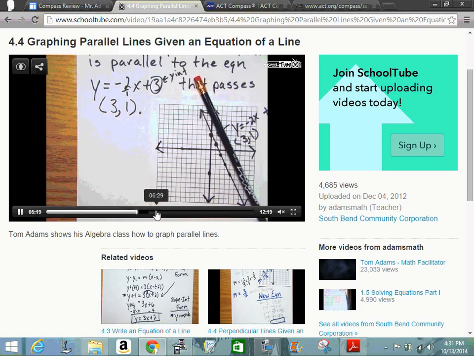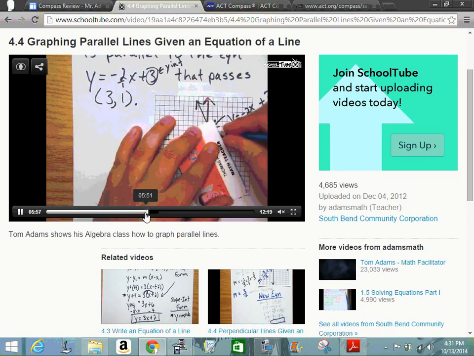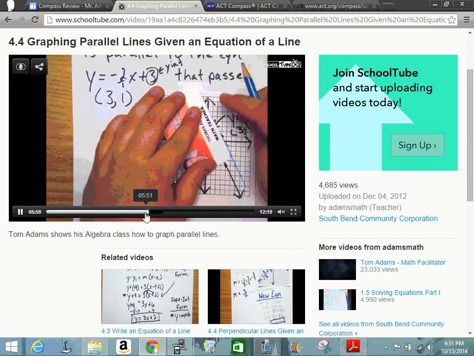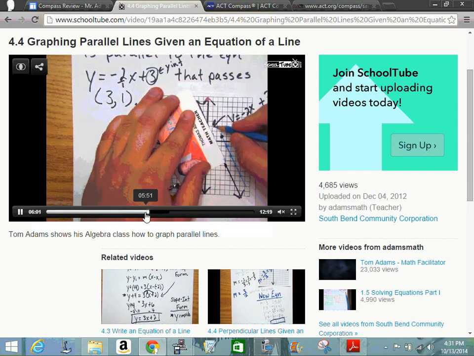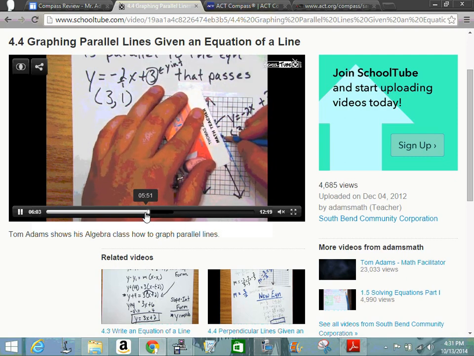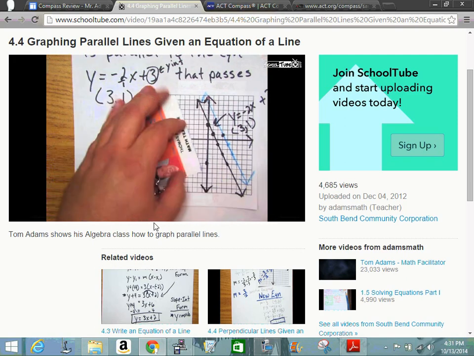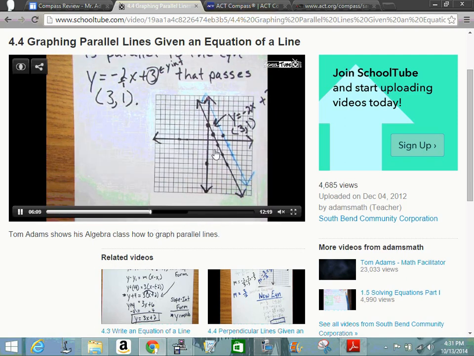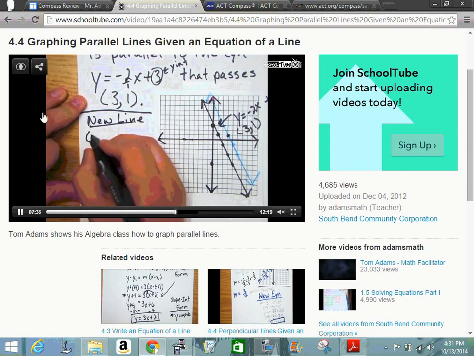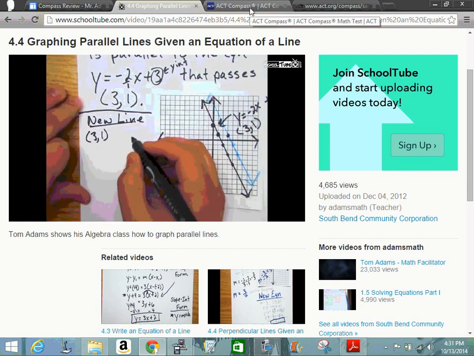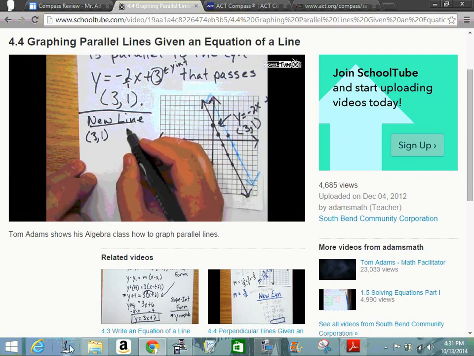So then you just got to go through the whole thing. Once I know what the slope is, how do I write the equation of the second line? Well, I know it has to pass through the point (3, 1). So I graph the point (3, 1), and then I use the slope, and then I graph that. Then I look for the y-intercept. I know it has the same slope because it's parallel, and then you just go through from there. I hope that helps.